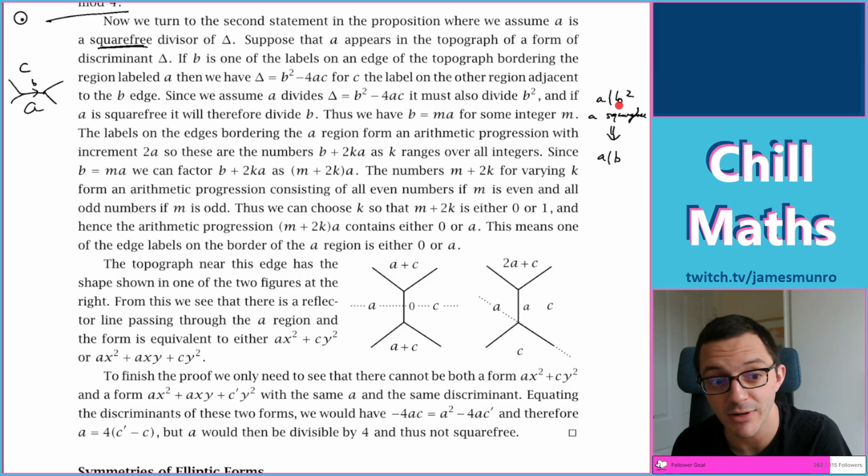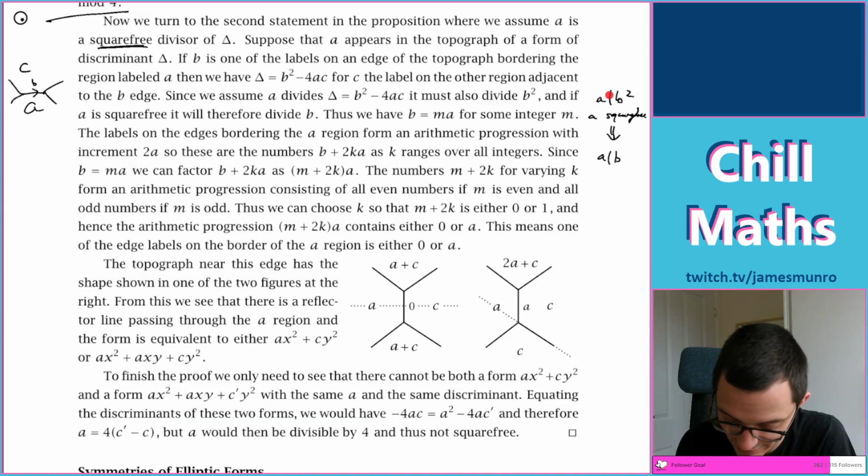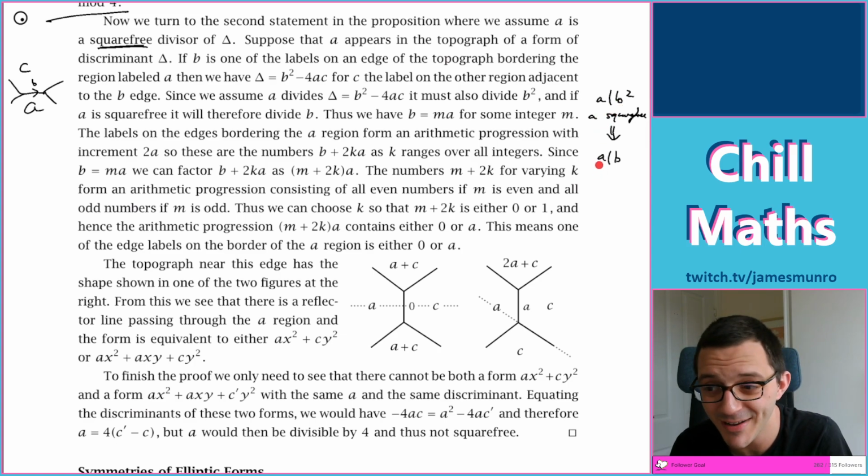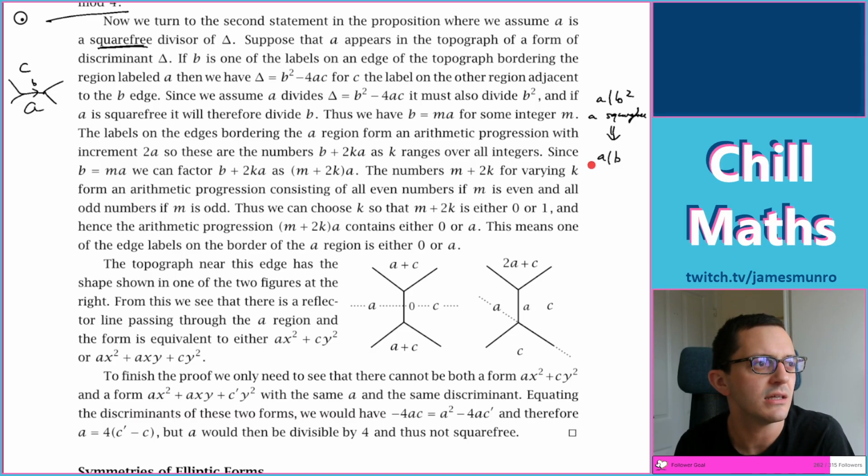The prime has to divide B. If you have a repeated prime square factor, like if A includes 3 squared, then it is true that 3 divides B squared. So it's true that 3 divides B, but down here I want all of the factors of A to divide B. So the thing you would actually say is that each of the primes in A must divide B once. So if A is square free, you get all of it. Okay, that's a fun step, I like that. A is square free will then divide B. So B is MA for some integer M.